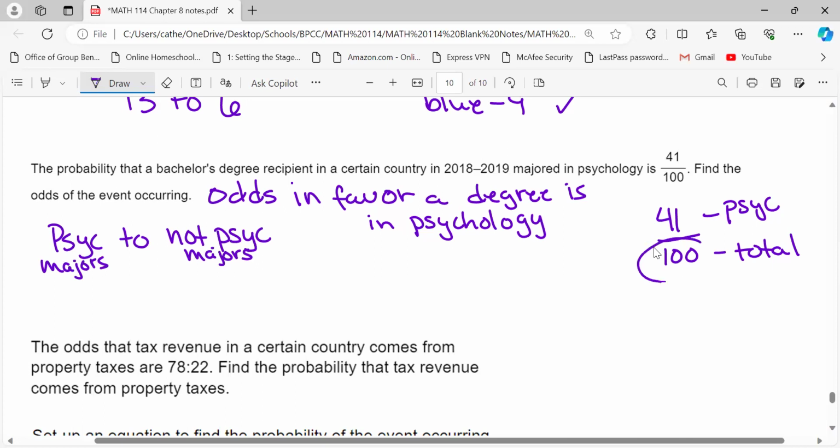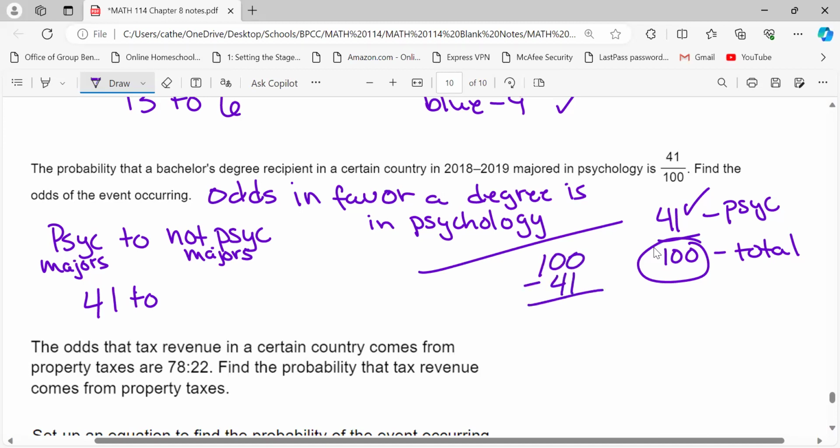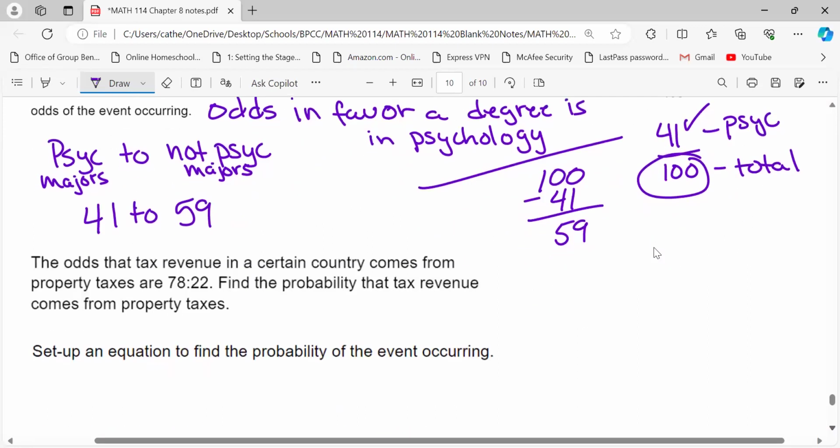So for every 100 students, 41 are psychology majors. If 41 are psychology majors, of the 100, how many are not psychology majors? Don't make me do that by hand. It's been so long since I carried. All right, so 59. That means of 100 students, 41 are psychology majors, 59 are not. So odds, or a ratio of what we want, is psychology majors to not psychology majors. So that's 41 to 59.